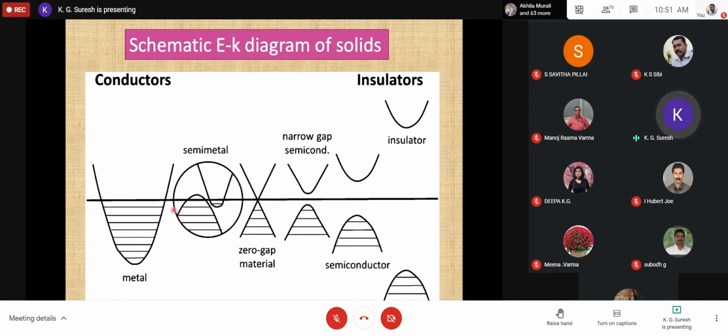Now, you see these are all parabolic bands. In fact, all of these are parabolic bands except this one. This is zero gap. You can see that the gap between the valence band and conduction band is exactly zero. That is number one. Number two is that it is not a parabolic band. It is actually linear. The dispersion is linear. The E versus k relationship is linear, unlike the quadratic dependence here.